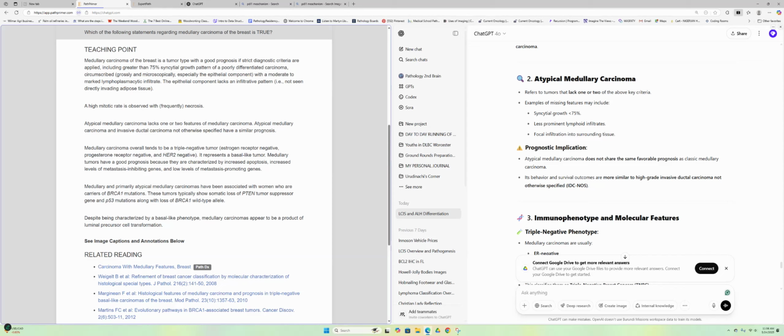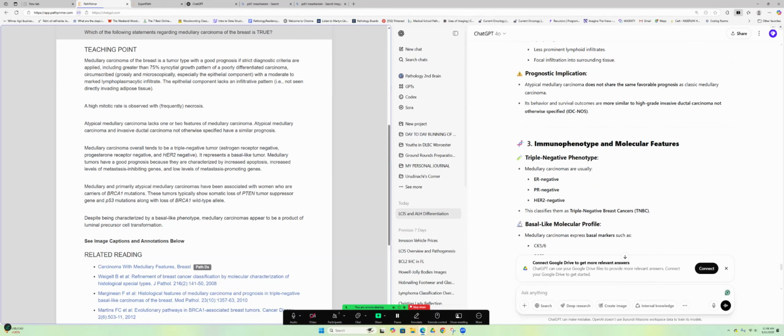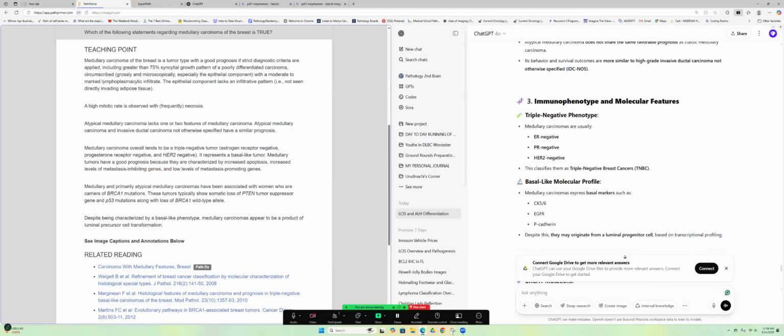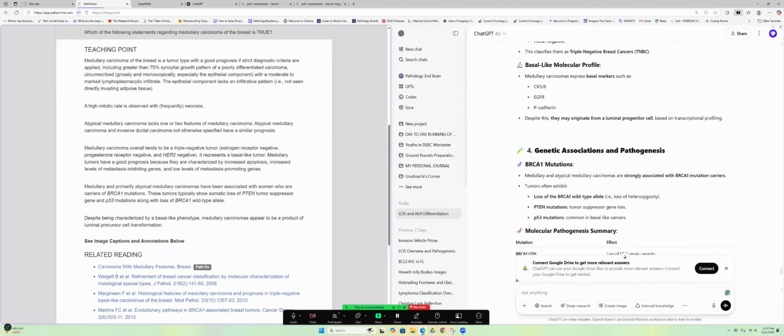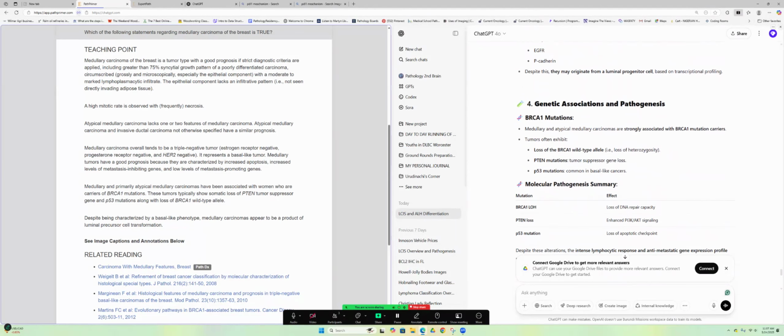So usually they are triple negative. Are you listening? Yes. They're usually triple negative: ER, PR, HER2 negative. They have a basal-like molecular profile, that's CK5/6, EGFR, and P-cadherin. So is there something we missed about atypical medullary carcinoma? It has the same prognosis as high-grade invasive ductal carcinoma. The medullary carcinoma type pattern is more favorable. Okay, continue.